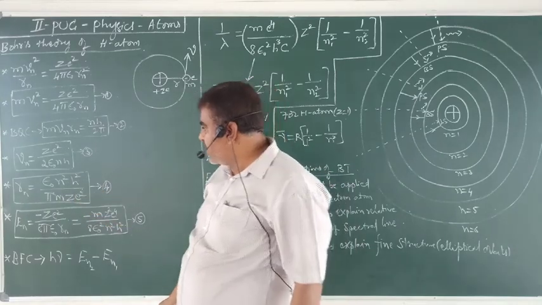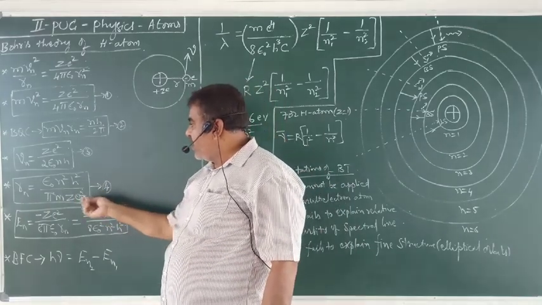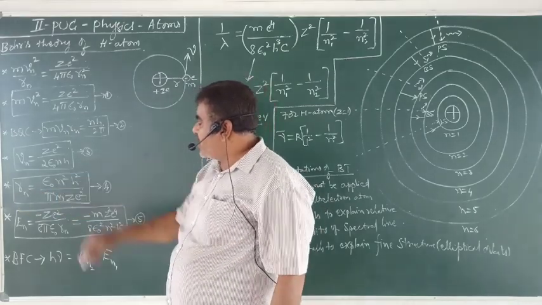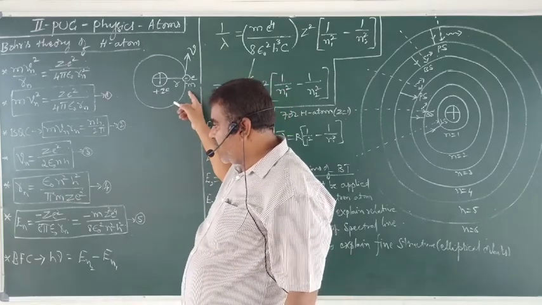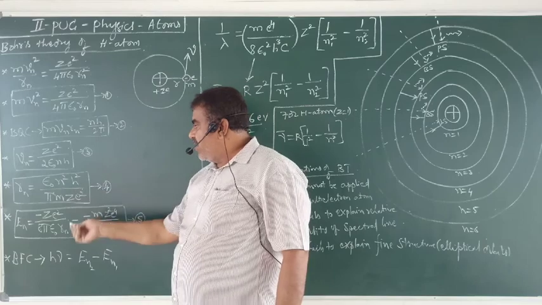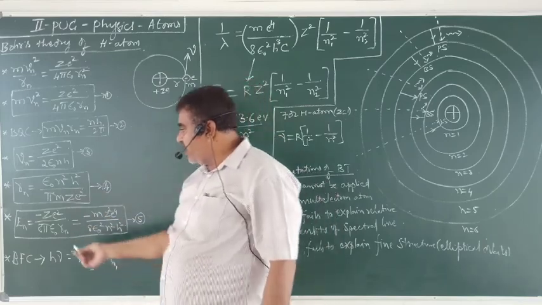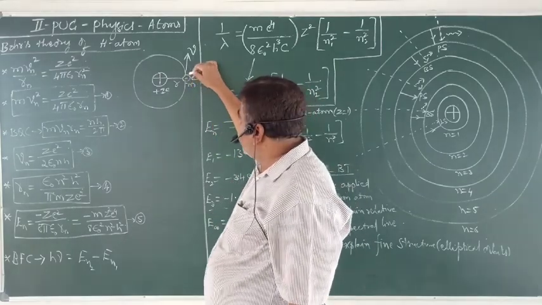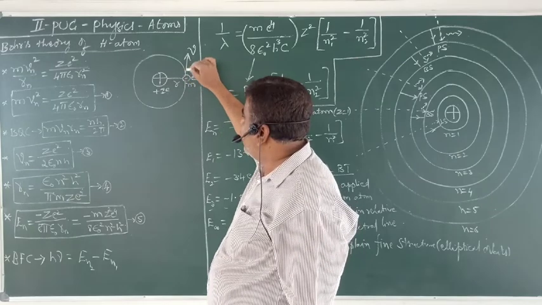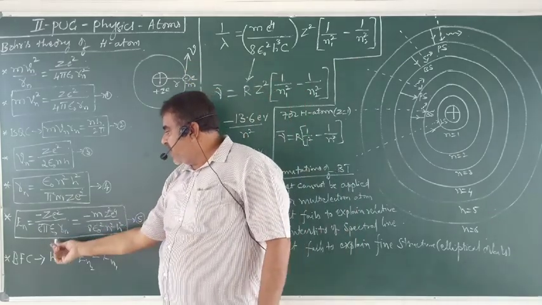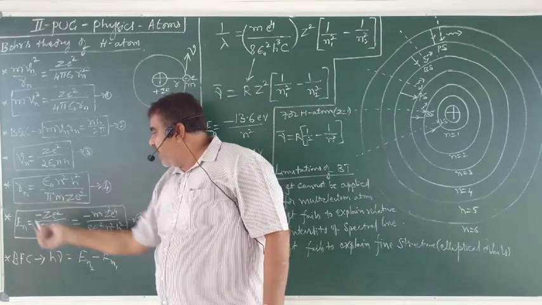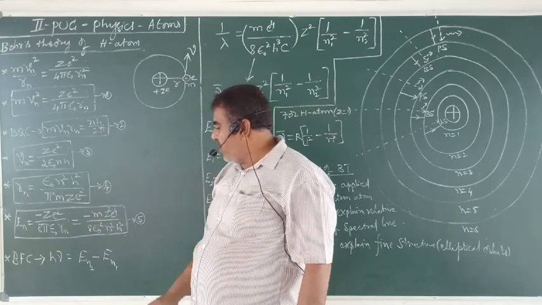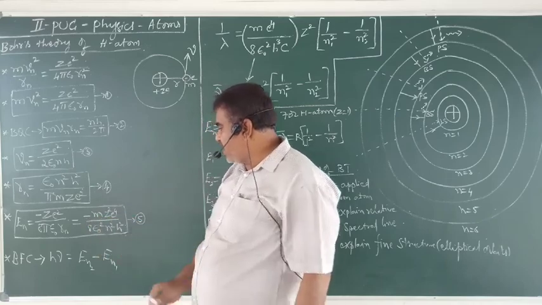We derived all these things. From this, it is very clear that the radius of the permitted orbits is directly proportional to the square of the principal quantum number. So using the expression for radius, we derived the expression for the total energy of the electron in the permitted orbits, that is the sum of kinetic energy and potential energy. If I substitute for the radius in this expression, I will get minus m z square e power 4 by 8 epsilon naught square n square h square.